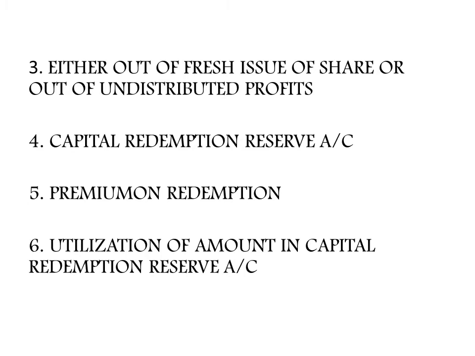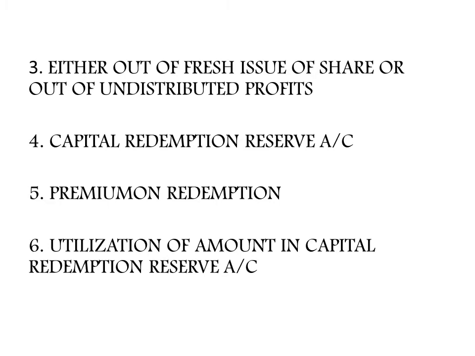So now as per the third condition there are two sources. One is they can pay back the preference shares out of undistributed profits or else with the fresh issue of shares. When they are going for a fresh issue of shares, it can be either equity share or preference share.